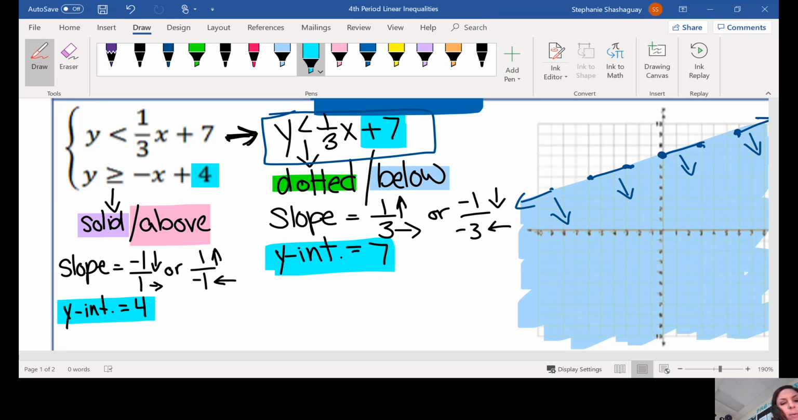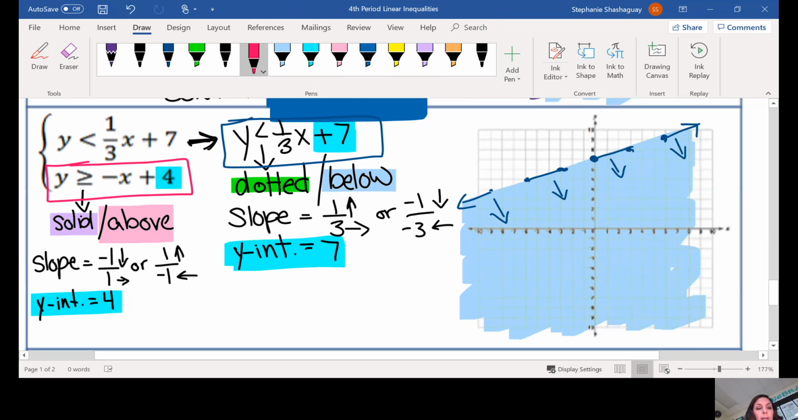That constant number is my y-intercept. So that's going to be the first point I'm going to graph on this line. And I'm going to use pink to graph this line because I'm going above. Okay, so let's start at 4. 1, 2, 3, 4, and I'm going to put my point.